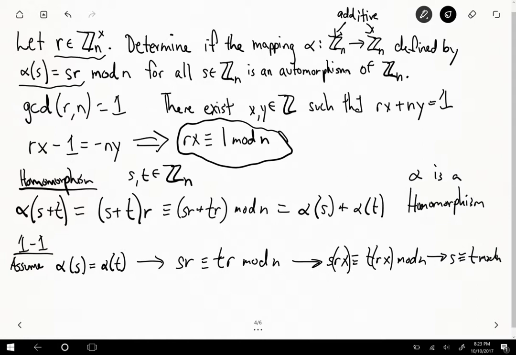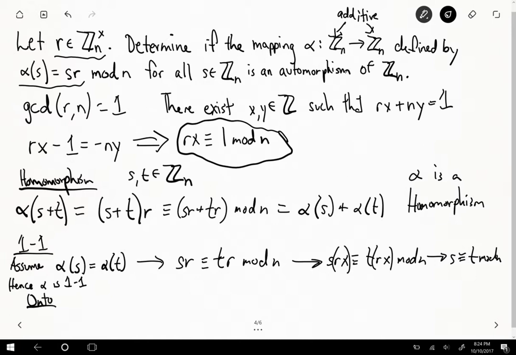Now, technically, x, you've got to think about it. It could be in the equivalence class. It could be something like -5 or whatever. It depends upon r. But as long as we're talking in the equivalence classes, we're going mod n. We're fine. We're good to go. So you have s congruent to t mod n, hence alpha is one-to-one. Okay. Now, moving forward from here, we need onto as our next piece.